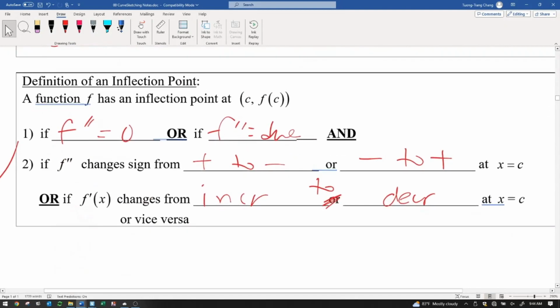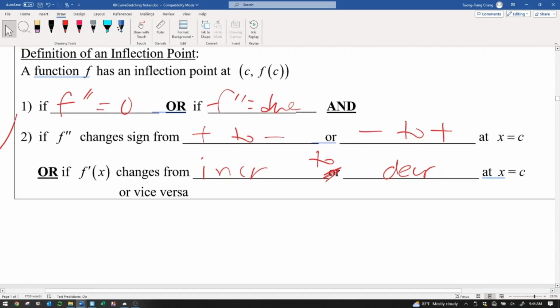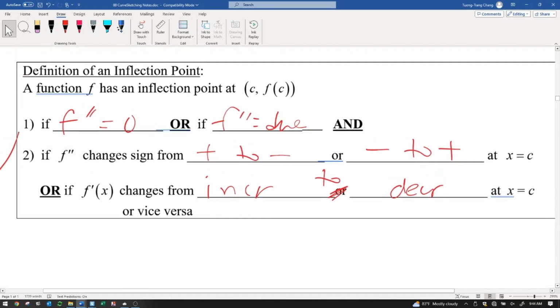Then you scroll up. This is a point of inflection. A point of inflection happens when f double prime is equal to 0 or f double prime is equal to d and e. So please write that down in your blank. You're not writing anything, so I'm not sure if you're listening. F double prime is equal to 0 or f double prime is equal to d and e.